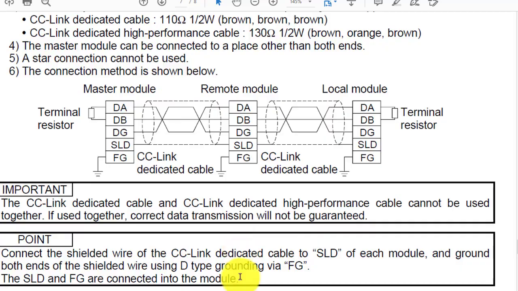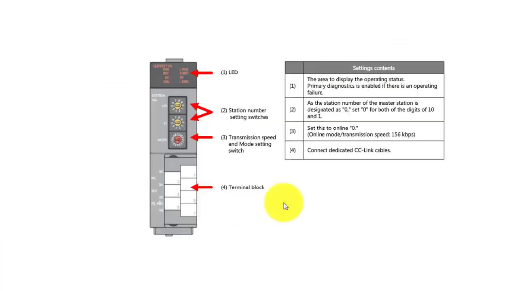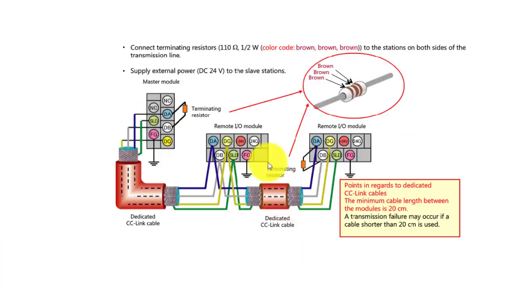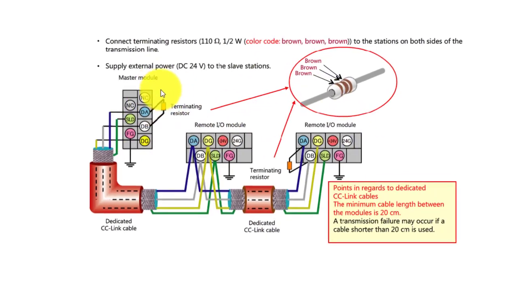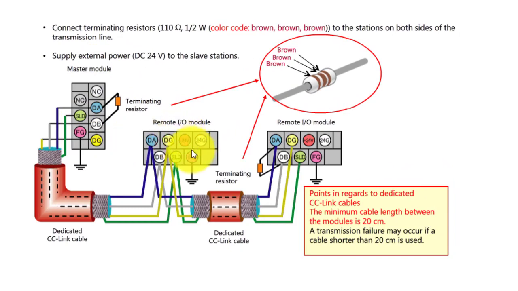Okay, I also show the picture of the communication. You can see this is a colorful diagram, and this is the master module terminal, this is a remote, and this is a remote IO module. All of this is a dedicated CC-Link cable, and this is a white diagram, and these are two terminating resistors, and this is 110 ohm and 0.5 watt of power.